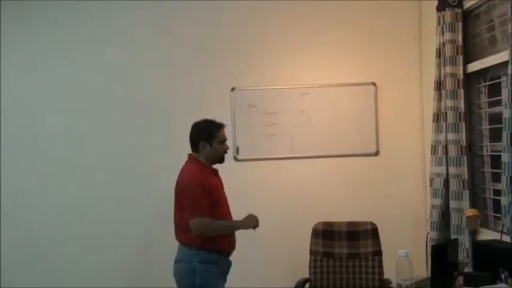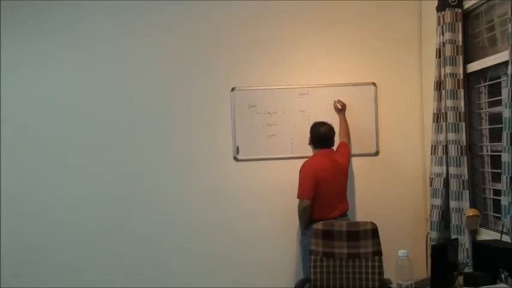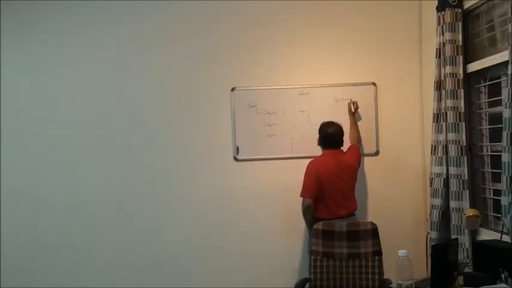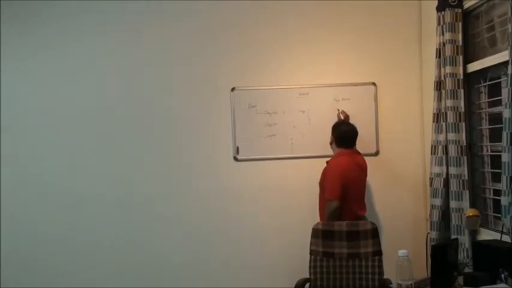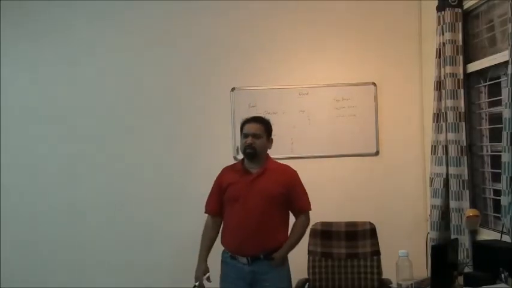Correct? Now there are three types of breaks in Word. Number one and the most frequently used break is called the page break. The second most used is called the section break. And the third one is called a column break. So you have got a page break, a section break and a column break.